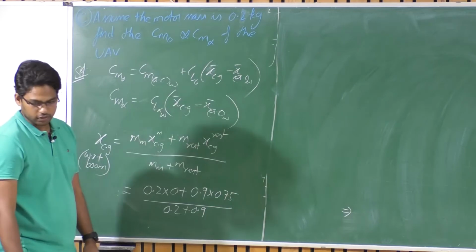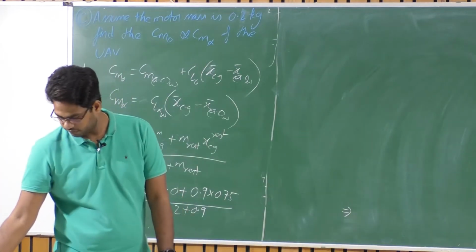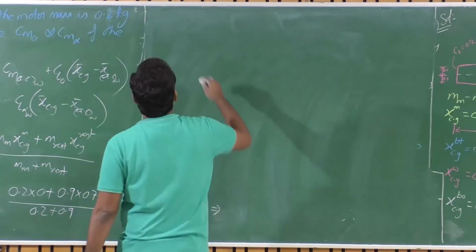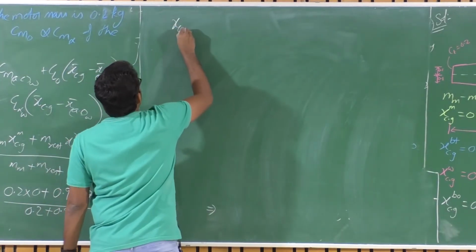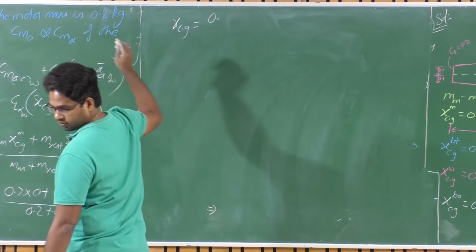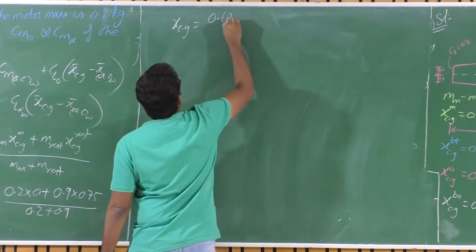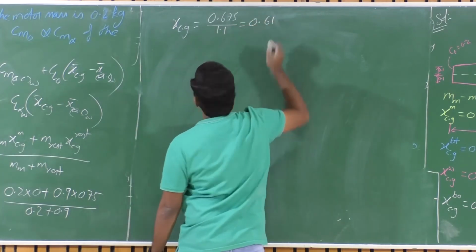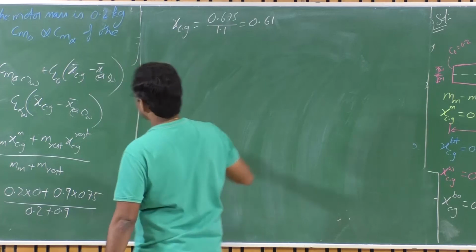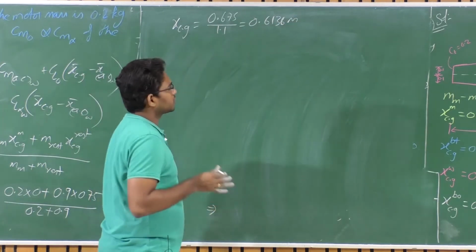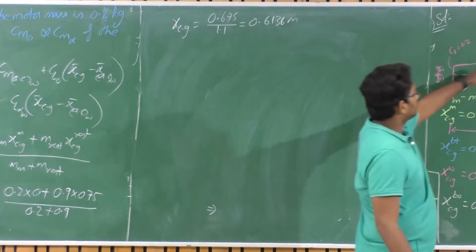So what will be the CG location with respect to the boom? XCG is 0.675 upon 1.1, which is 0.6136 meters, so approximately 61.4 centimeters behind the boom, right?